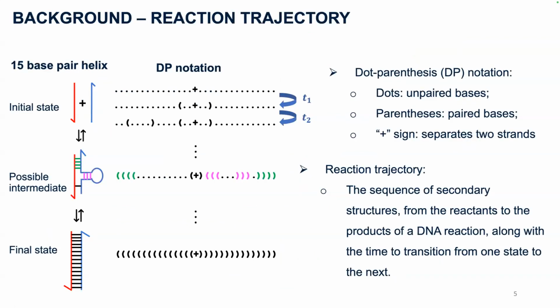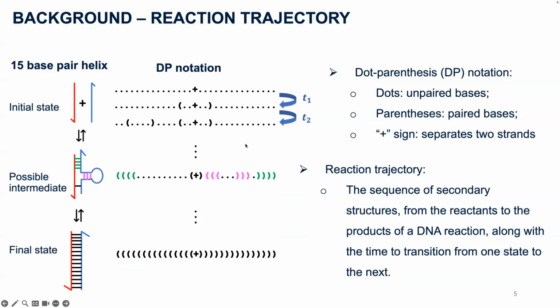Before I talk about the reaction trajectory, let me first introduce a concept called the dot-parenthesis notation. We are using this notation to represent a secondary structure. The notation is shown right here. Each dot refers to a base, the open and closed parentheses refer to a base pair, and the plus sign separates two different strands.